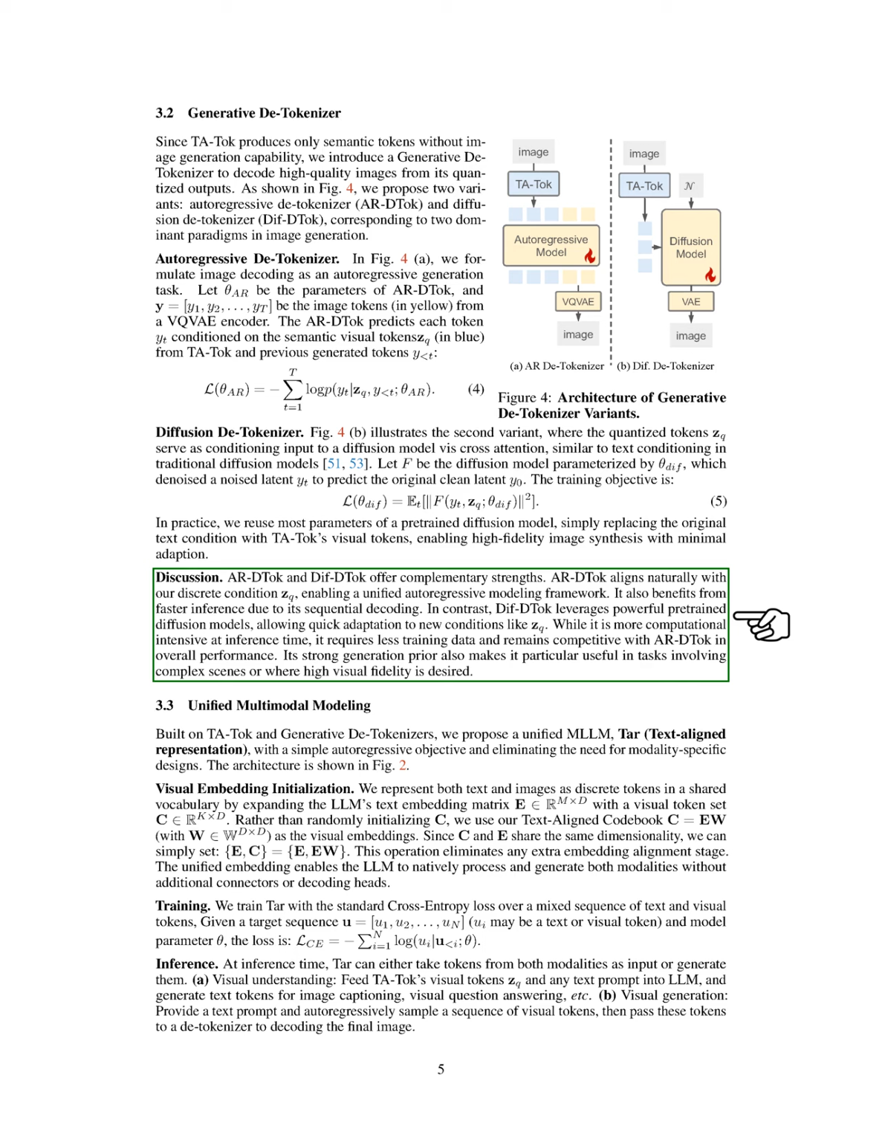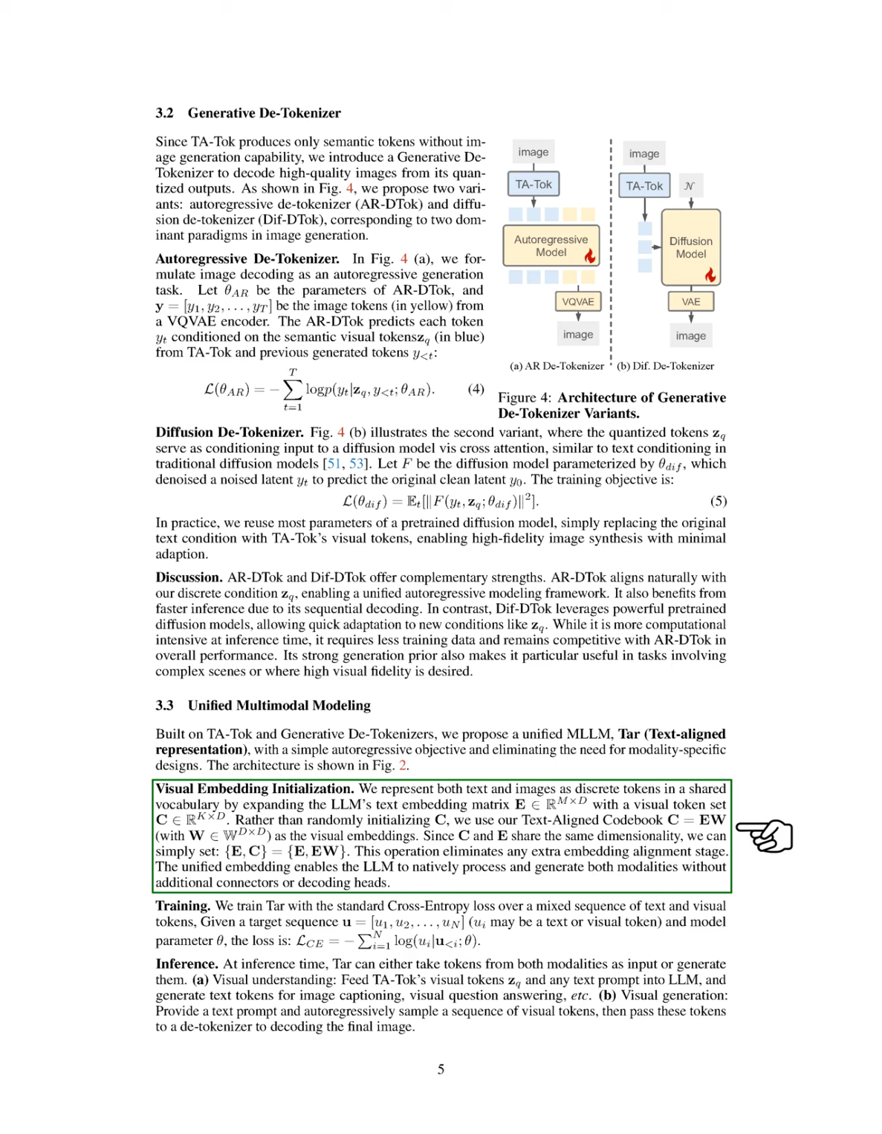Next, we propose a unified multimodal language model, MLLM, called TAR, which integrates TATOC and the generative detokenizers. This model simplifies the autoregressive objective and removes the need for specific designs for different modalities. We represent both text and images as discrete tokens in a shared vocabulary by expanding the text embedding matrix with a visual token set. Instead of initializing the visual tokens randomly, we use our text-aligned codebook as the visual embeddings, ensuring they share the same dimensionality and eliminating the need for additional alignment.